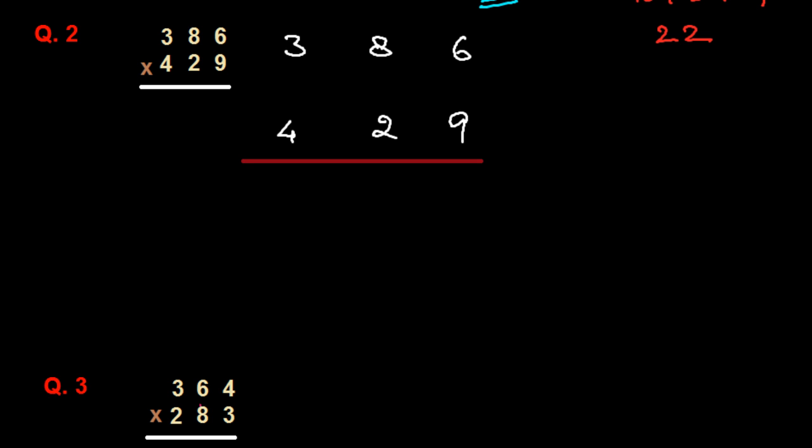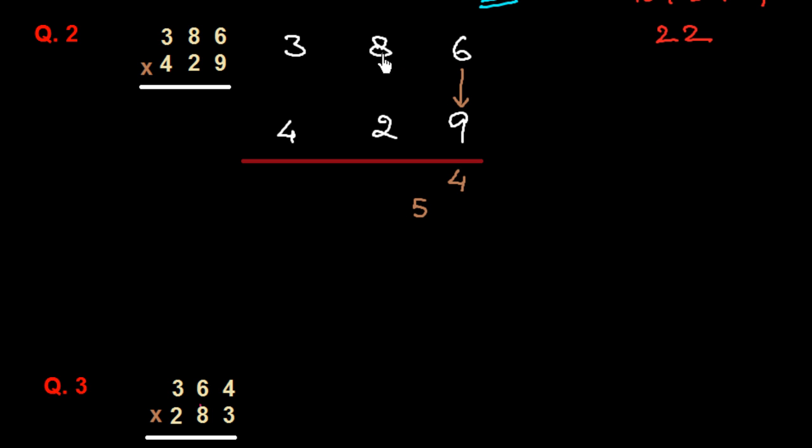Okay. Now we start the multiplication. First we have to multiply the unit place number, 6 times 9. It is 54. So 4 we have to write down here and 5 carried.